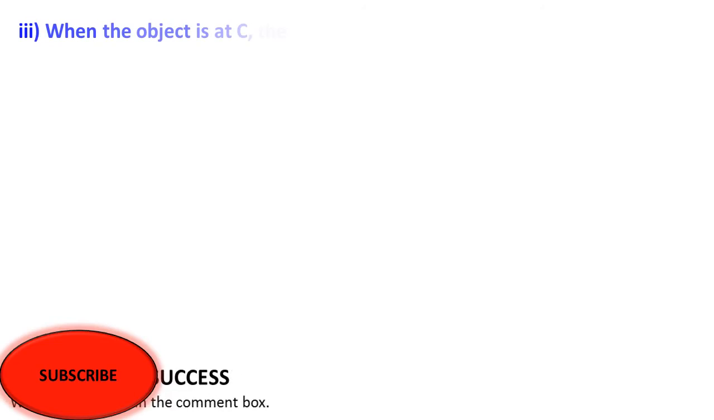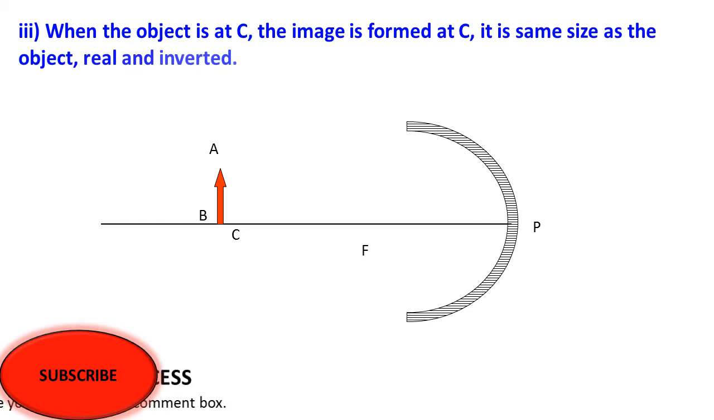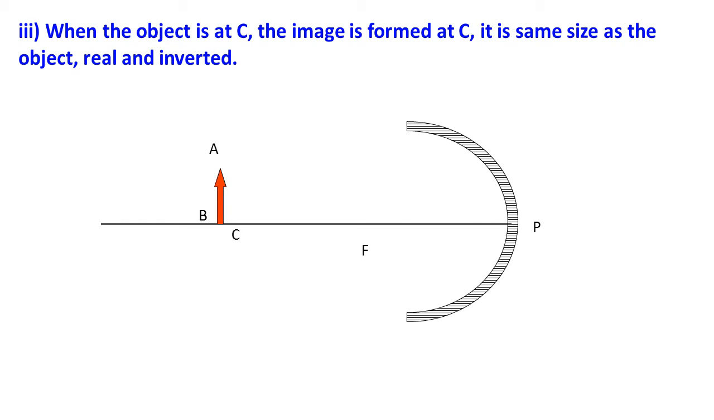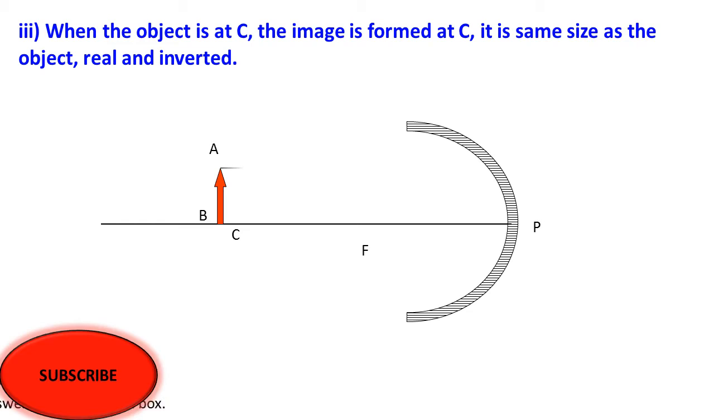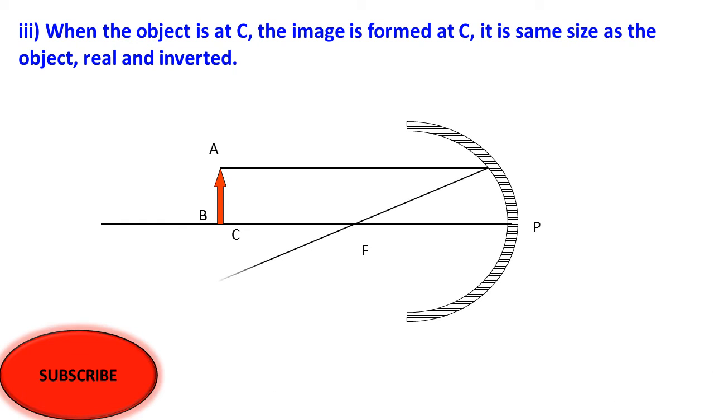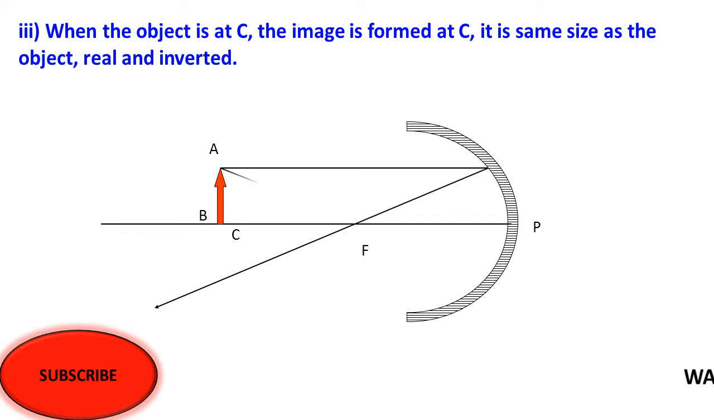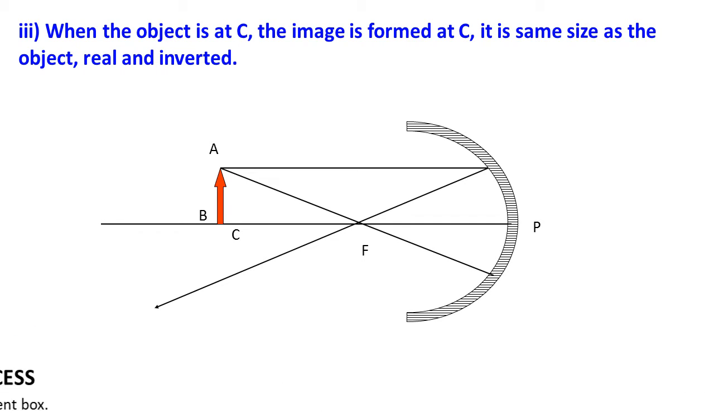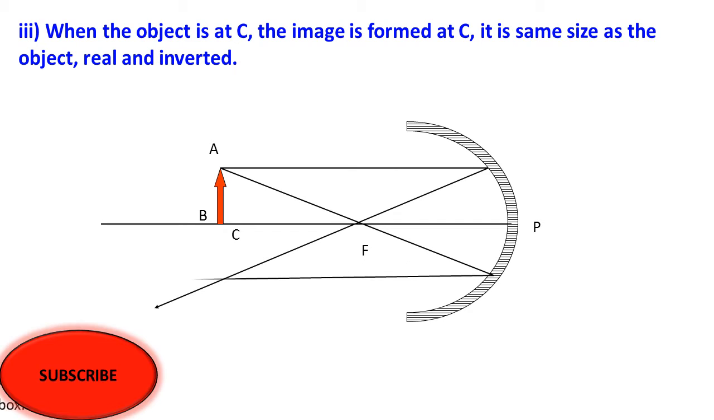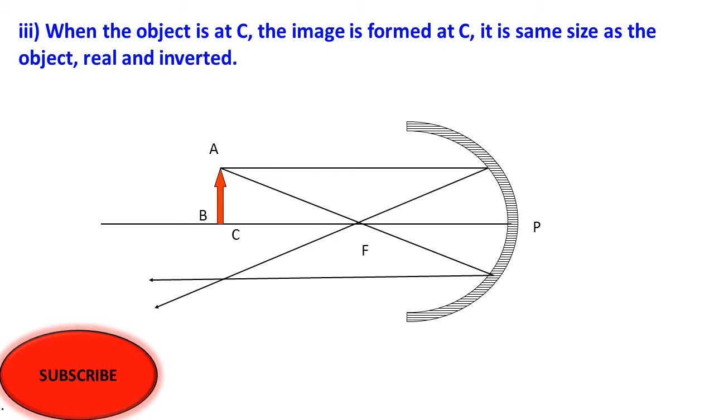Third diagram, when the object is present at the center of curvature. Now similarly draw the concave mirror and draw two light rays from the top point of the object, that is point A. One is parallel to the principal axis, and after reflection similarly it will pass through the focus, and another light ray you can take through the focus. After reflection it will be parallel to the principal axis.